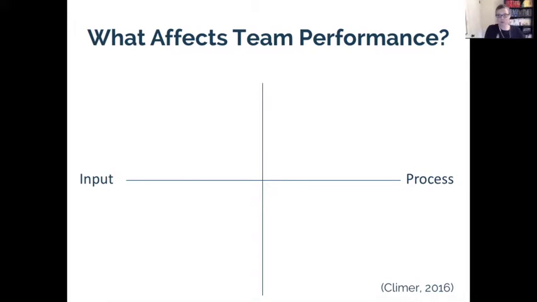So input, process, and then on the far end is output. Output would be their performance or their creative synergy, creative outcome. So input, process, output. And then there's internal and external. Internal meaning within the team or outside of the team.